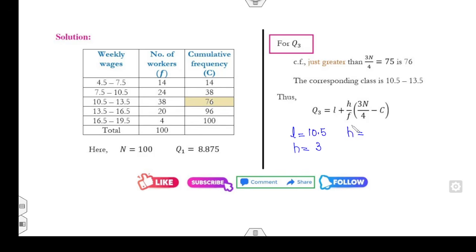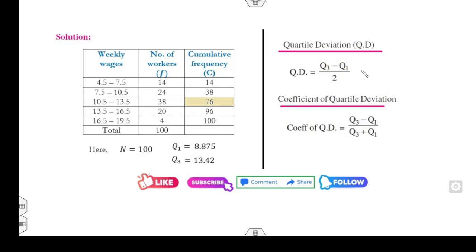H हो गया आपका. F, the frequency corresponding to the quartile class, is 38, and the C which is just preceding the quartile class is my 38. I can substitute both the values in the given equations. You will get 13.42 as the right answer. Substitute all these values in the given formulas for the coefficient of quartile deviation and the quartile deviation. You can get the required results.